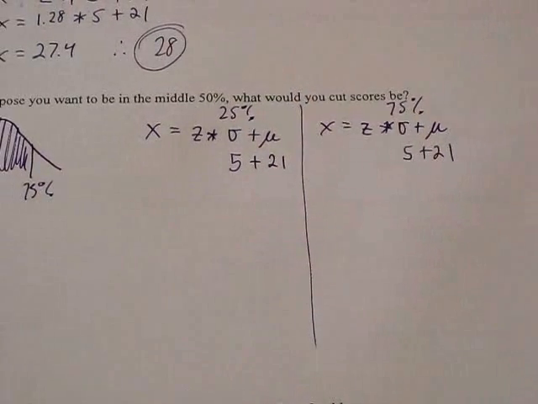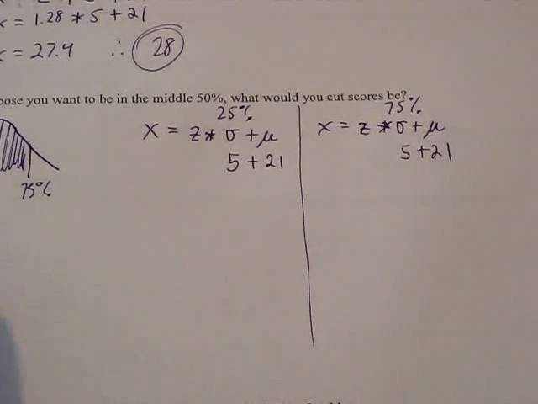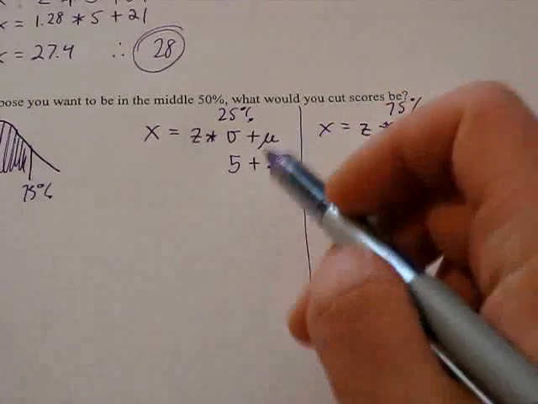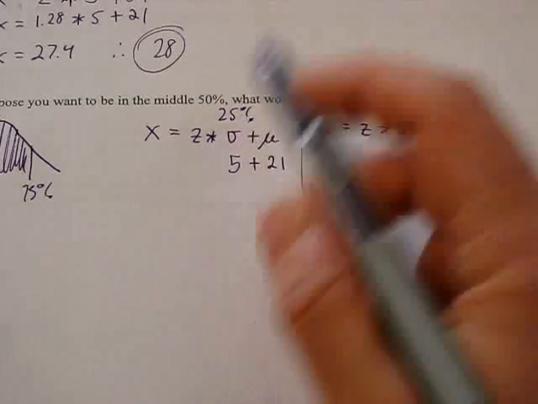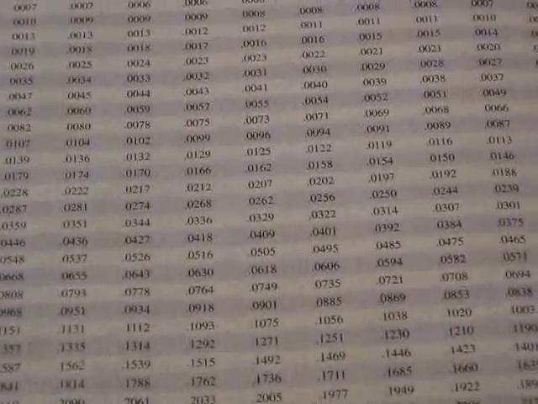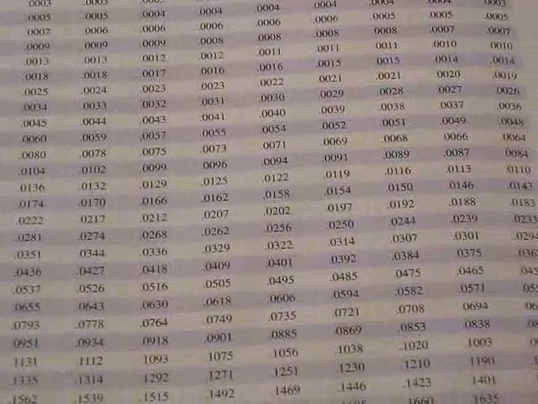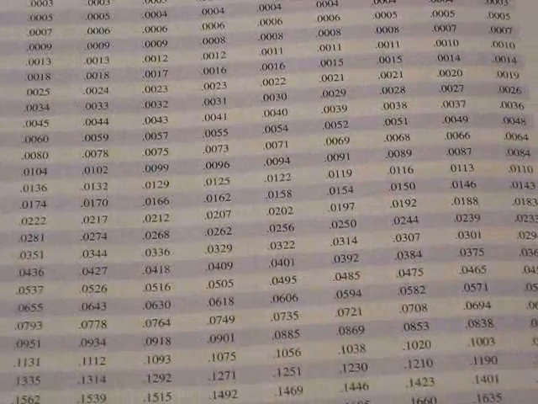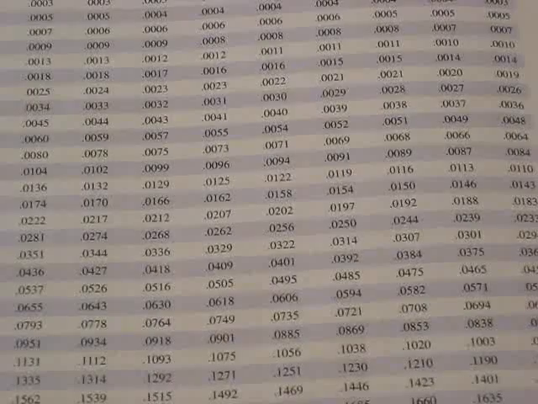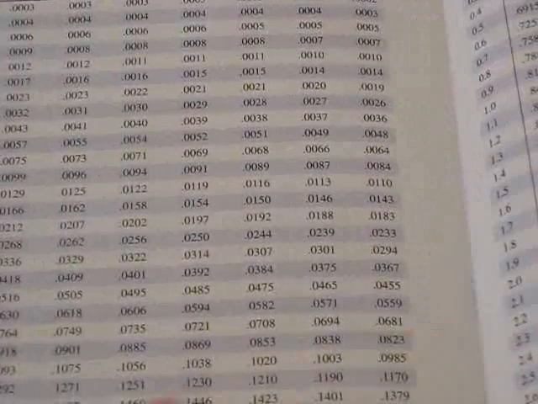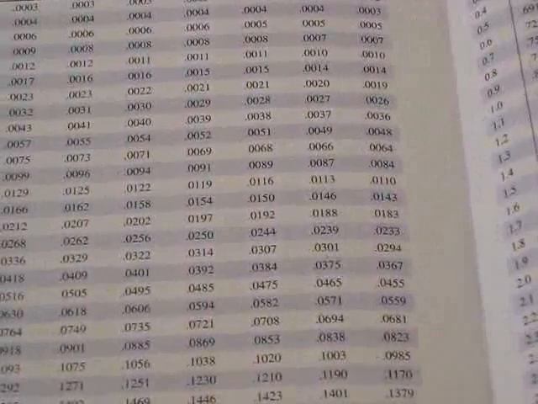So we're going to take a little side quest to find our z-scores. First of all, I need to find 25%. So I'm going to look on page 784 for 25%. And 25% is right about, let's see, it looks like I found it here. It's going to be, oh, I just had it.